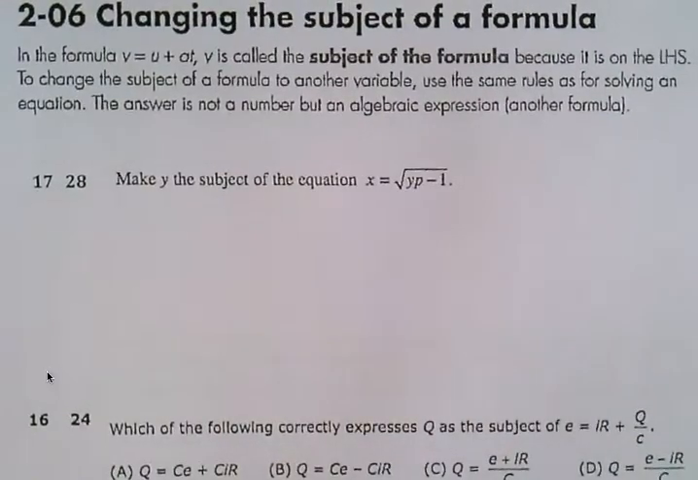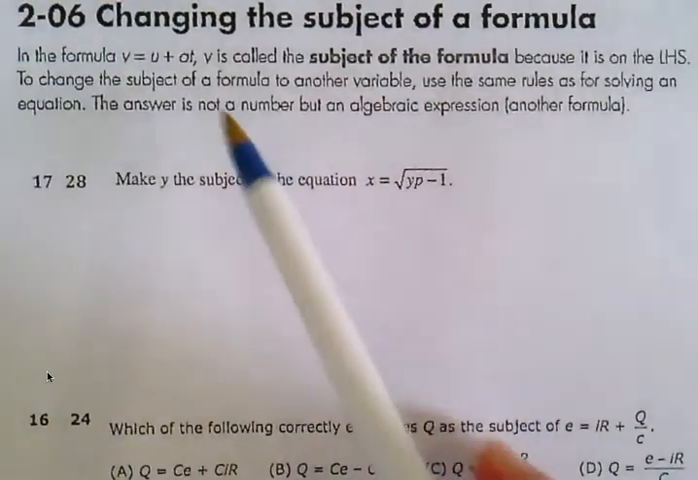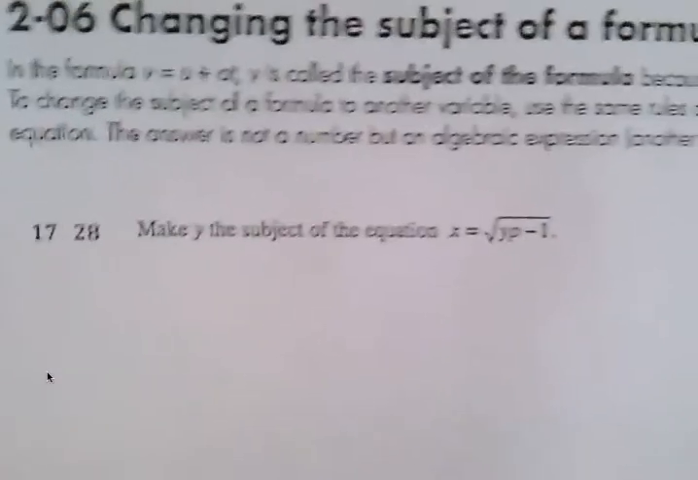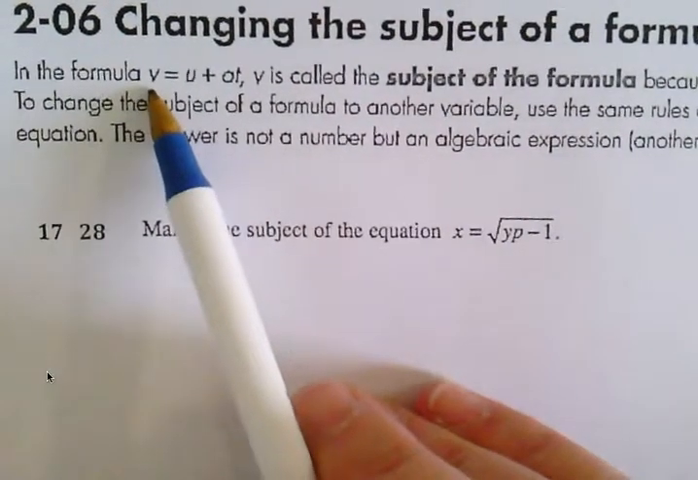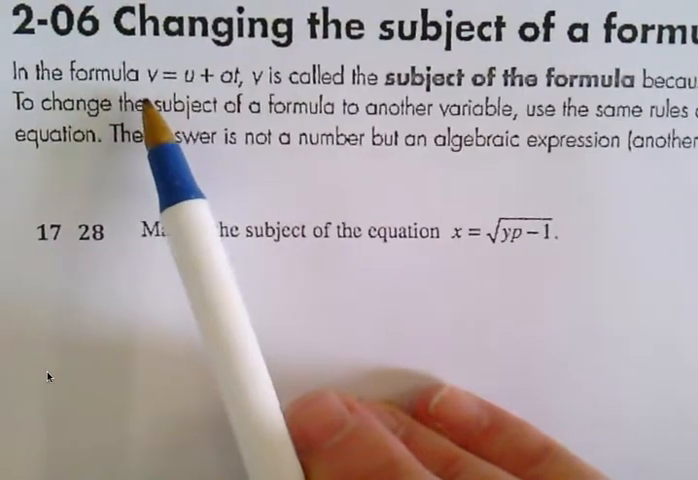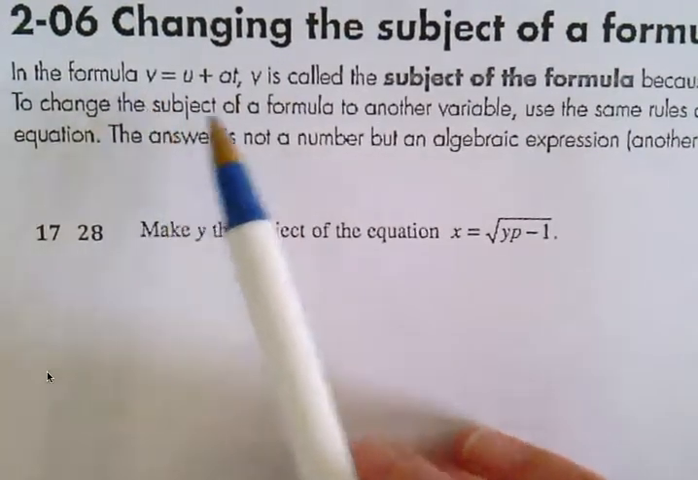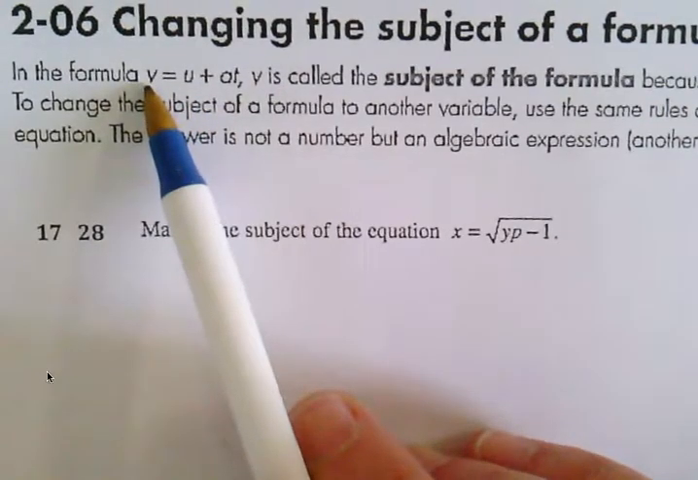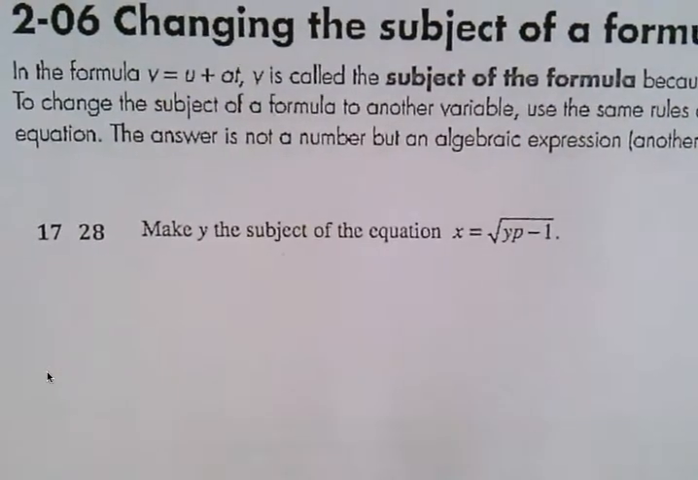This is exercise 206, changing the subject of a formula. Now, when we change the subject of the formula, for example, if we look at this equation here, V equals U plus AT, V is called the subject of the formula because it's on the left-hand side. We've got V equals U plus AT. So at the moment, V is the subject of the formula because it's on the left-hand side.